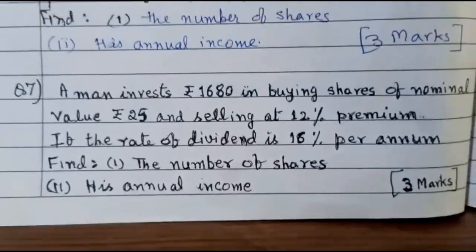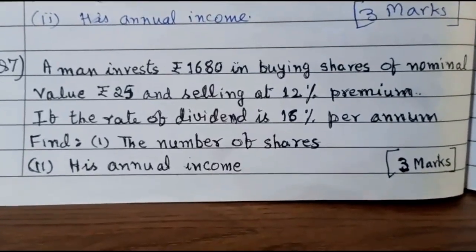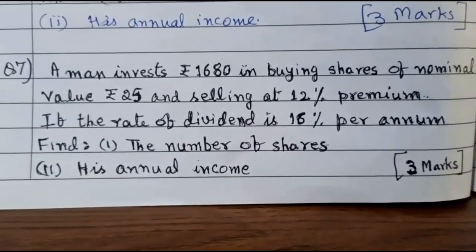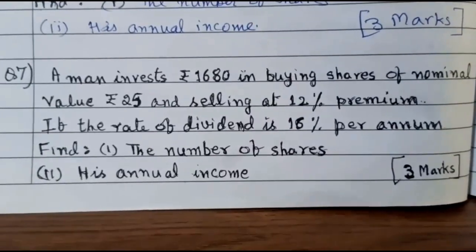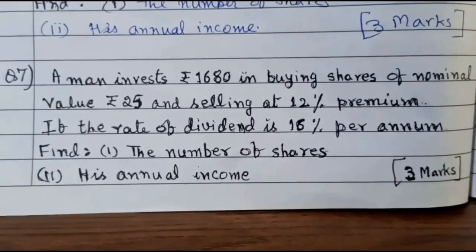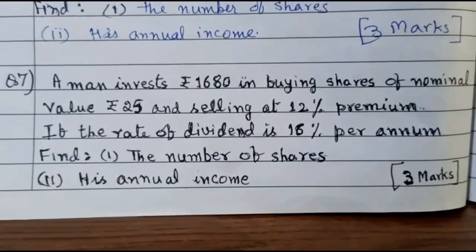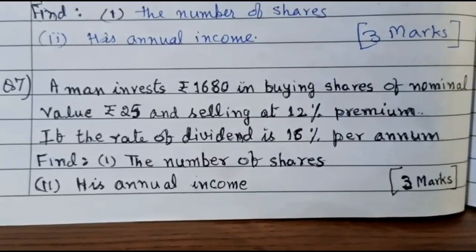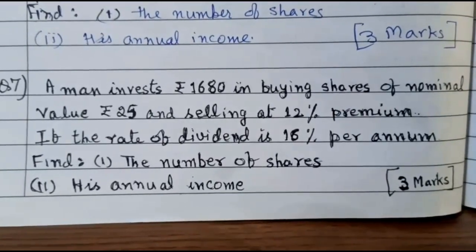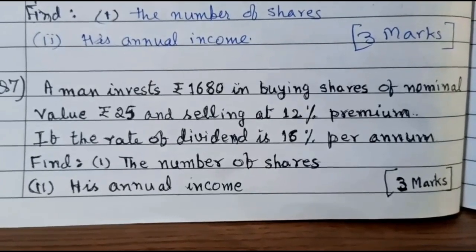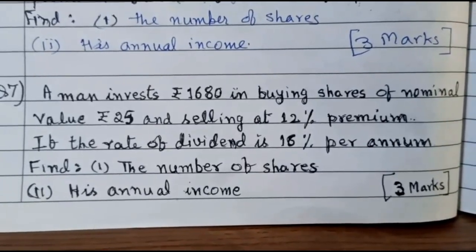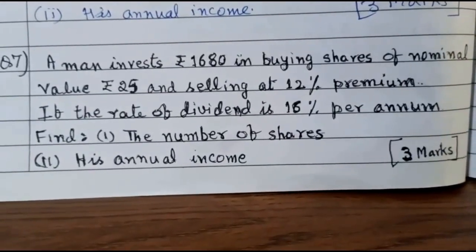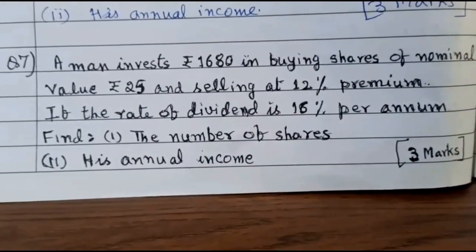Question number 7. A man invests rupees 1,680 in buying shares of nominal value rupees 25 and selling at 12% premium. If the rate of dividend is 16% per annum, find number 1, the number of shares, number 2, his annual income. This question carries 3 marks.